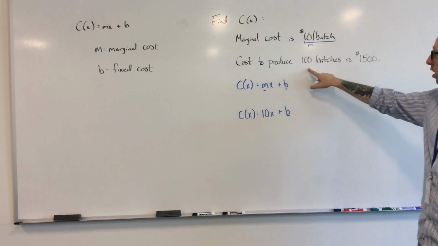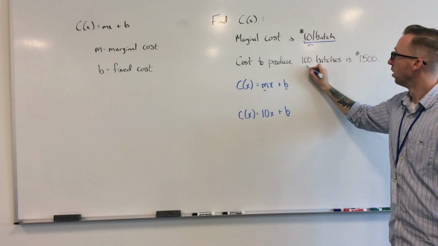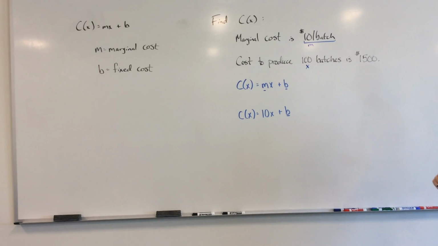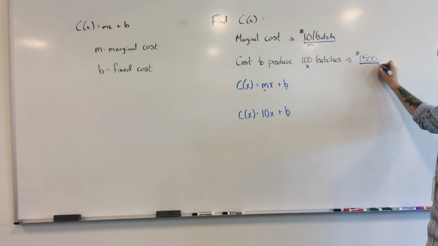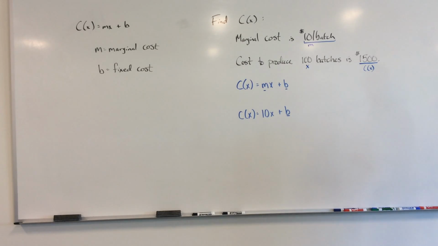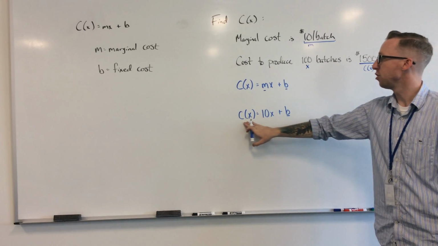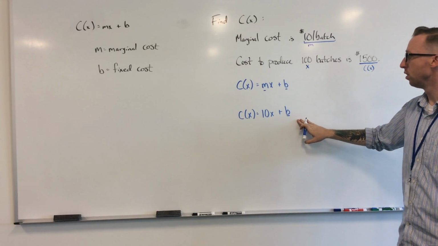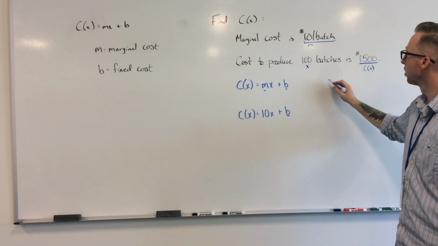The cost to produce 100 batches, okay? Here's the number of things I want to produce. We'll call that x, 100 batches, is $1,500. That's our C of x. When x is 100, C of x, our cost, is $1,500. We can substitute that into our equation down here in blue to solve for b, our fixed cost.